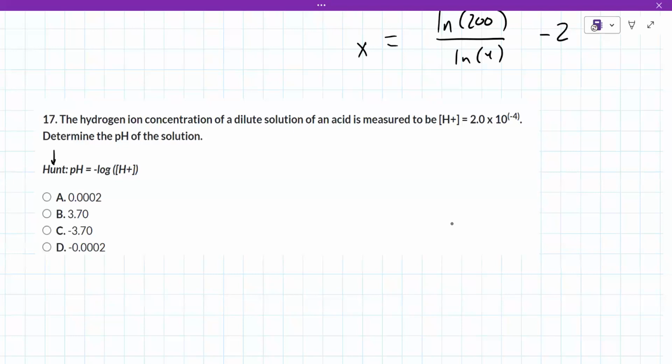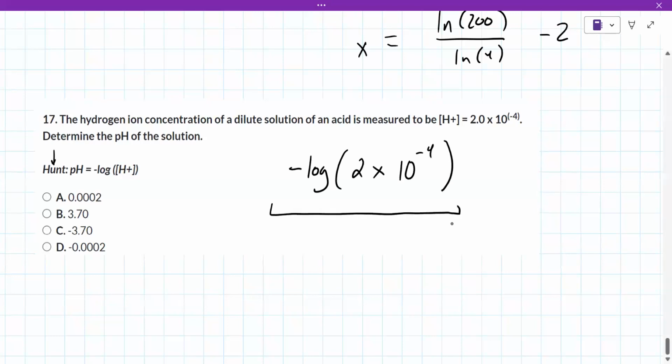All right. So the answer here is that the pH, which is what we're trying to find, is minus the log of this number here, the 2 times 10 to the minus 4. So this is all you have to do to answer this question, to be able to put this into the calculator. So I'm just gonna have to insert that into the Desmos scientific. Exactly. Exactly.